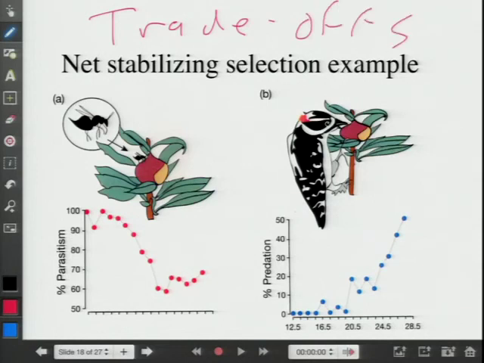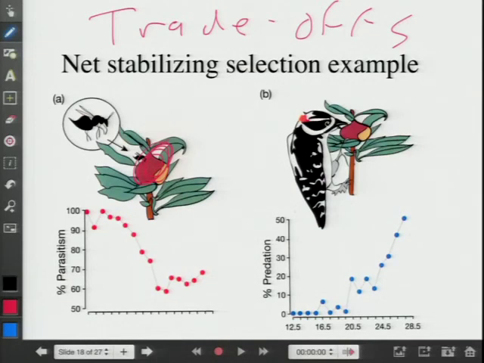Trade-offs that give you net stabilizing selection. So here's a picture of survival. It's a picture of a plant called a goldenrod. And this big lump on the stem is a gall made by an insect. An insect laid its egg in there. It's called the goldenrod gall fly. It lays an egg in there that induces this sort of cancerous growth in the plant, and then the insect larvae grows and develops inside there.